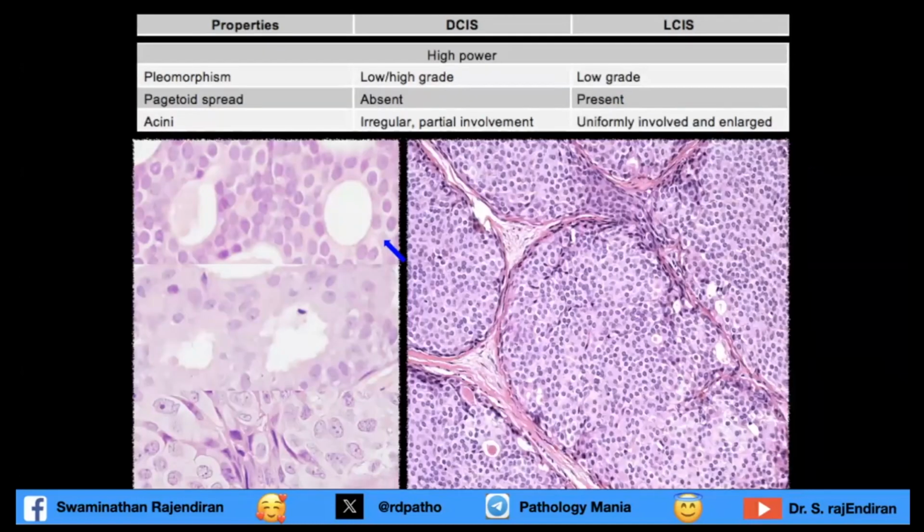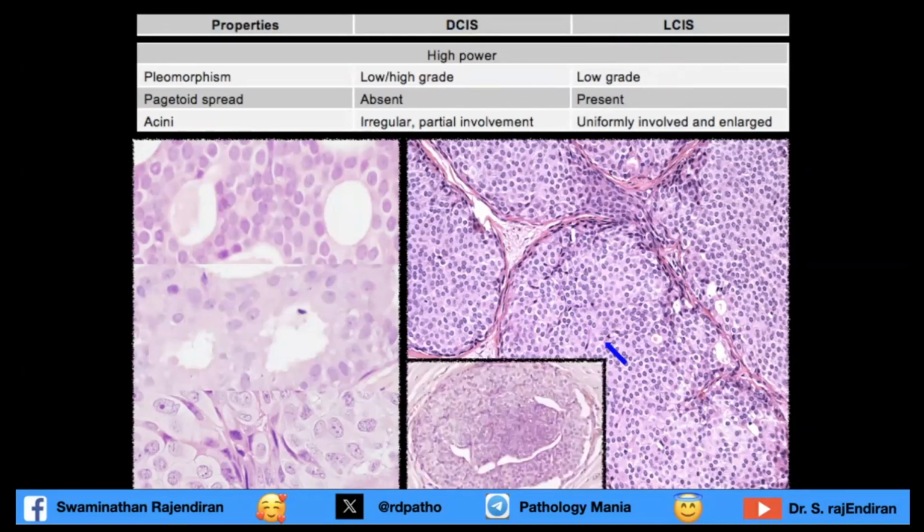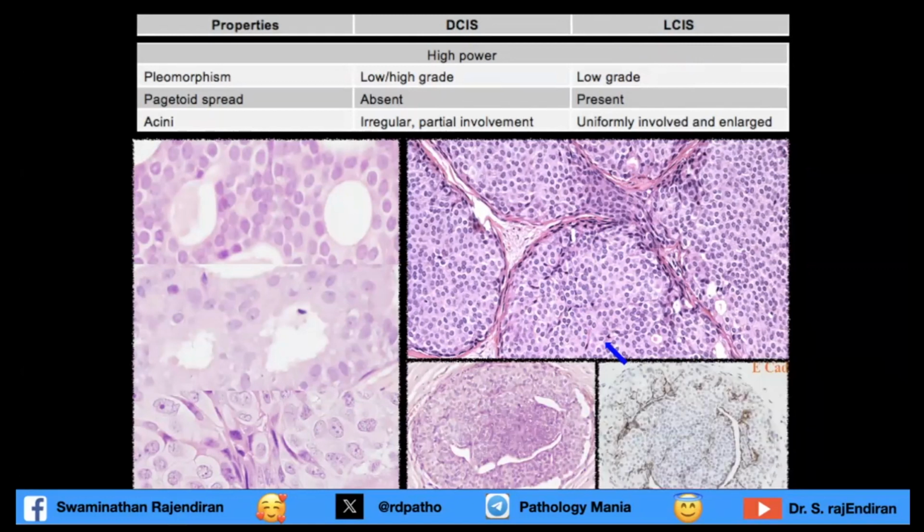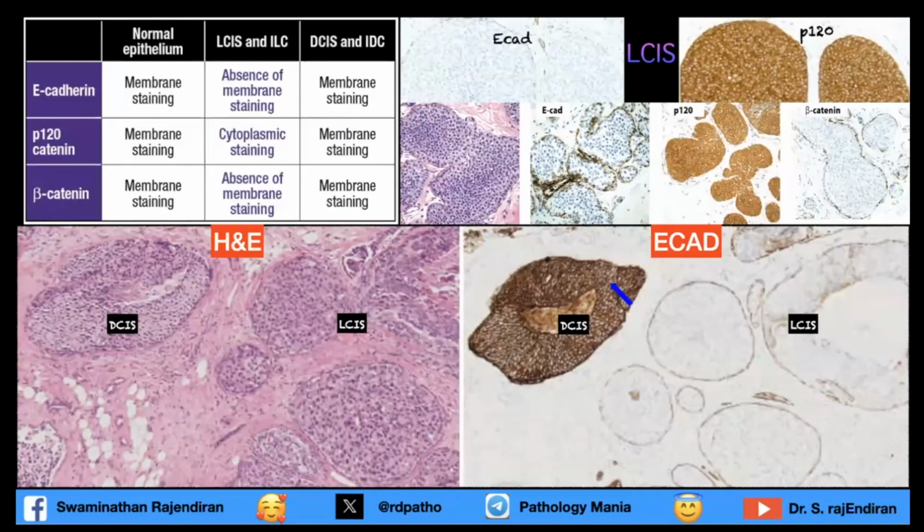And in high power, we already saw 3 nuclear grades, whereas in a classic LCIS, this is mainly DCIS and classic LCIS. You can see monomorphism of the cells, and IHC is very, very important. Okay, E-cadherin. E-cadherin will be totally negative in LCIS. That brings the role of IHC.